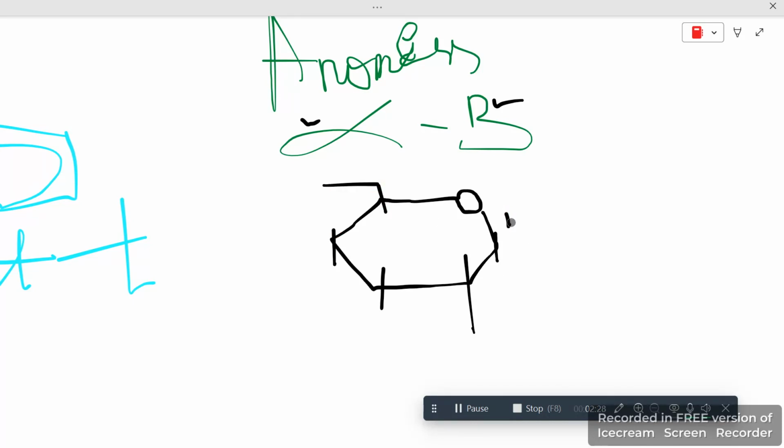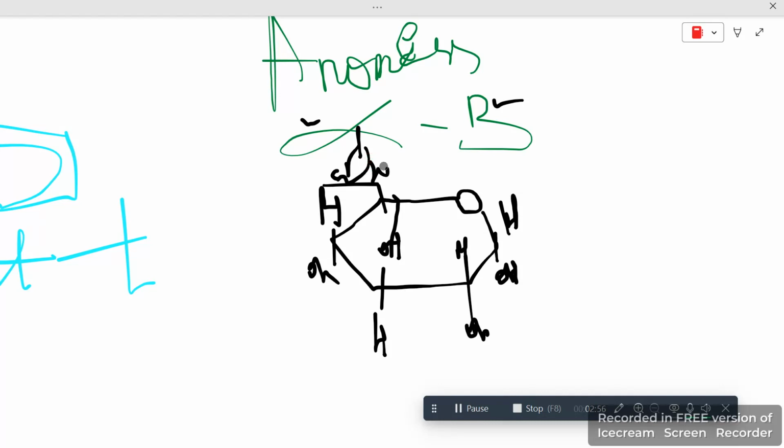Here you will see H on the upper side and OH on the downside of the chain. H here, OH here, but here will be OH because we have a change here. It will be shuffled in the glucose example. Here you will see again H, here you will see OH, again here you will see CH2OH. These are the chains. It's a very basic structure.